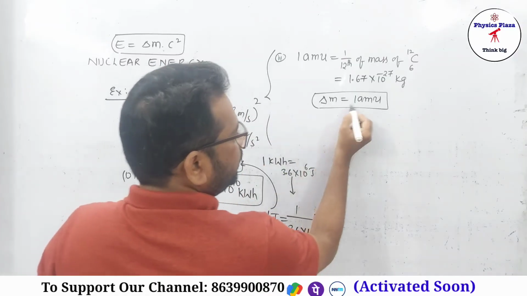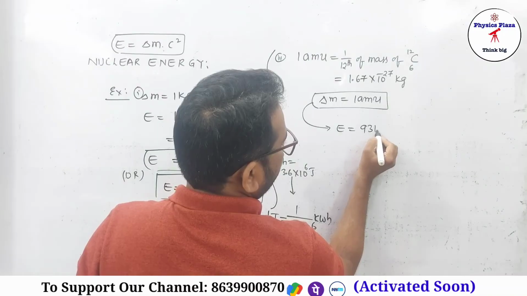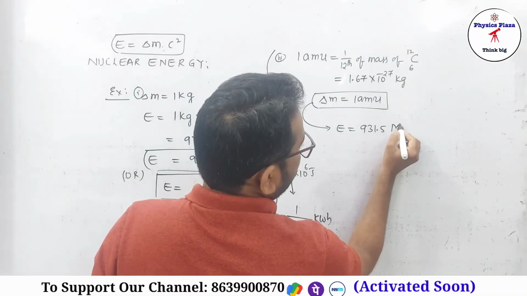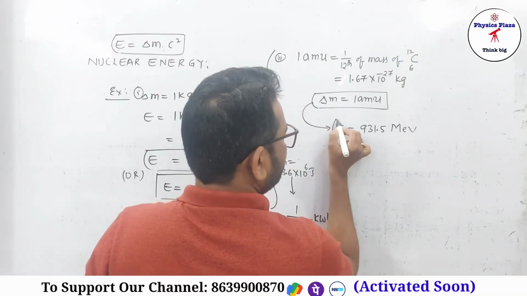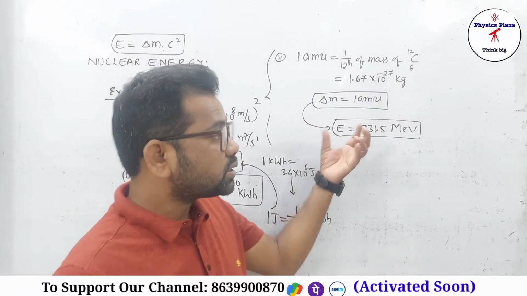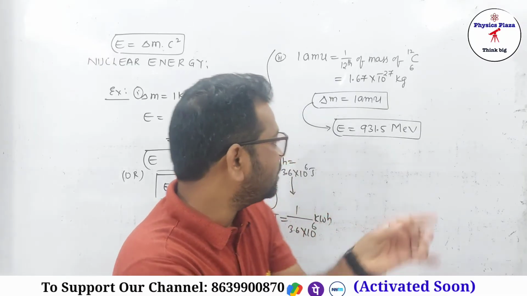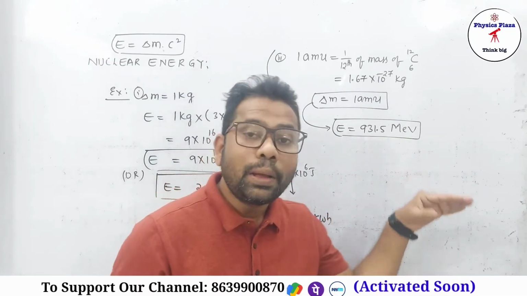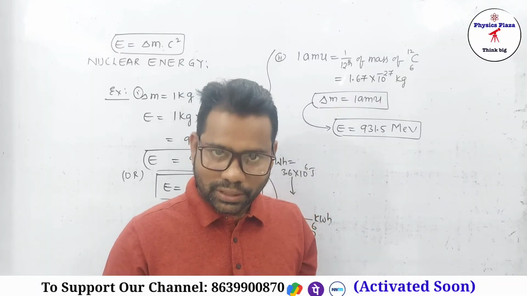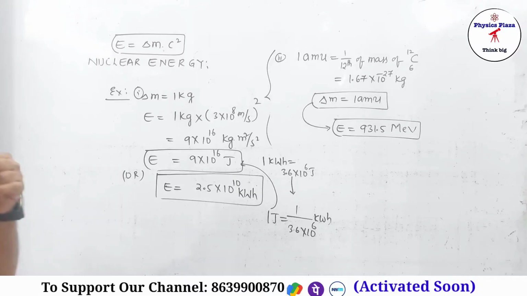So if 1 AMU mass disappears, children, we get 931.5 mega electron volt energy released. Children, very important. If a mass of 1 AMU disappears, how much amount of energy is released? Here, 931.5 mega electron volt. Clear? Fine. Now we discuss the types of nuclear reactions.